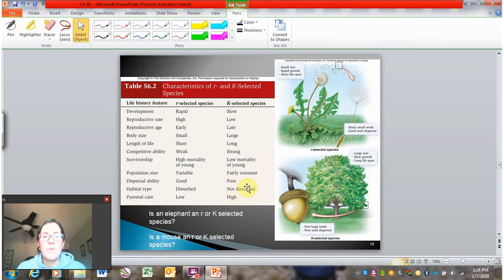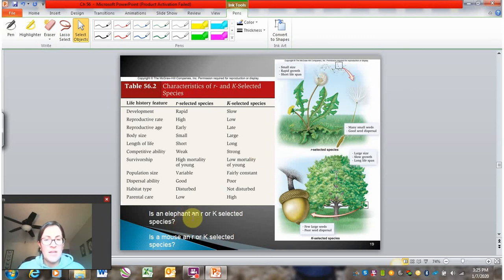And then K-selected species tend to do better in undisturbed areas. So again, trees are really harmed by human disruption or other disruption, like a flood or a fire or something like that, whereas your R-selected species will generally recover more easily. So with all of that in mind, we can compare two mammals. This comparison is between plants, but if we looked at an elephant versus a mouse, which one is R-selected and which one is K-selected?